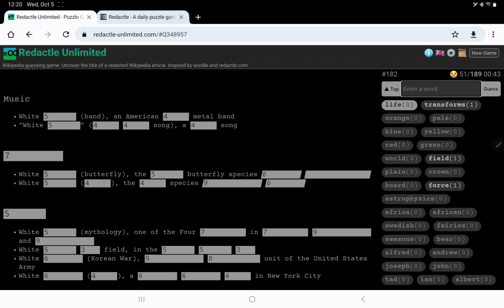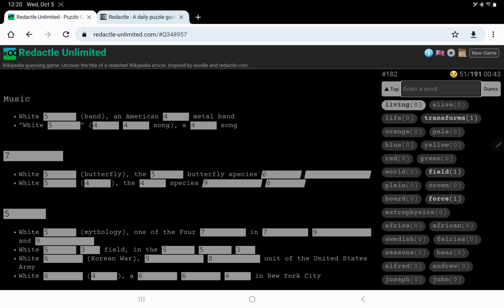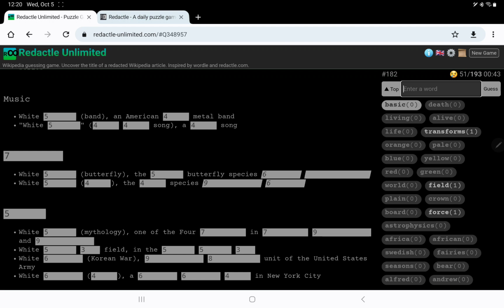Let's try life, alive, living, death. What 5-letter word would come before butterfly species? Basic? No, the something butterfly species. 6, Lepidopter. No, probably got that wrong anyway.